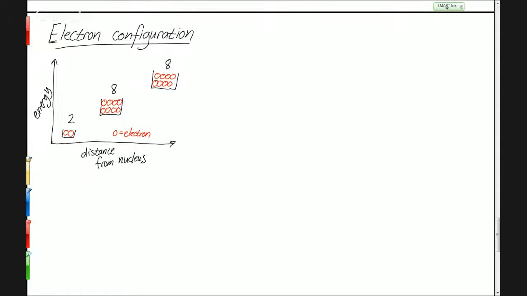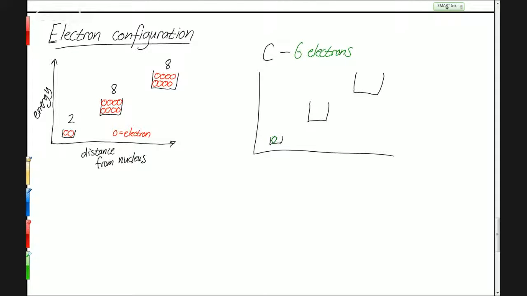So let me show you an example. We'll draw another one of these things with our buckets, and we'll look at a carbon atom. How many electrons are in a neutral carbon atom? 6, right? 6 electrons. So we can build up these electrons until we get to 6. And that's really all you have to do. So we'll start with the first 2. 1, 2, 3, 4, 5, 6.